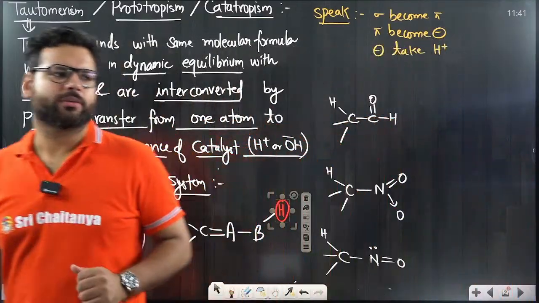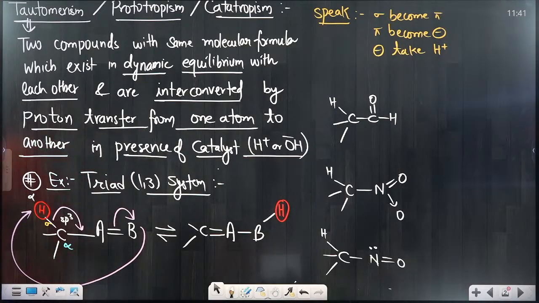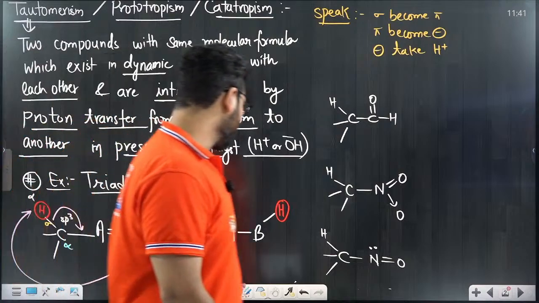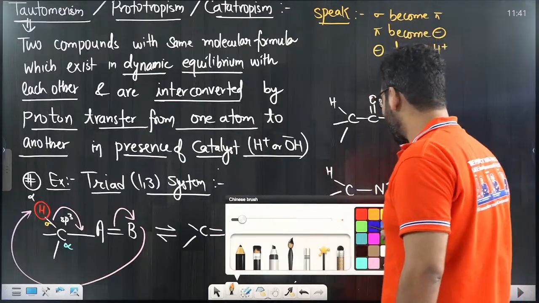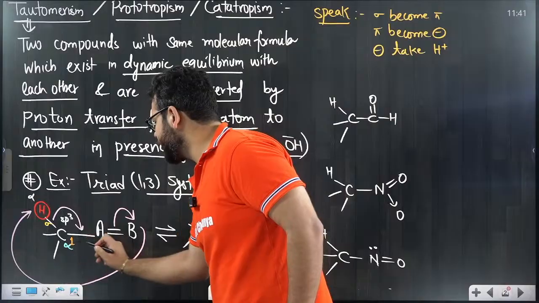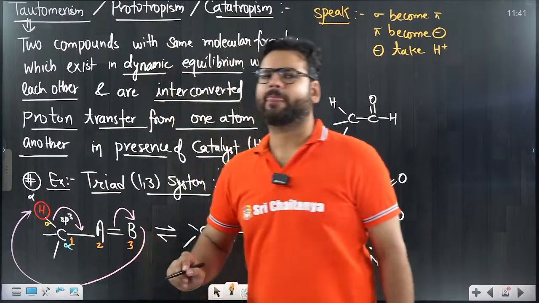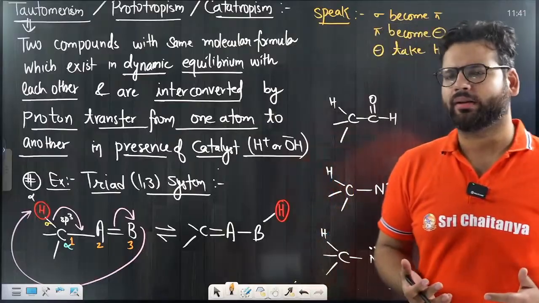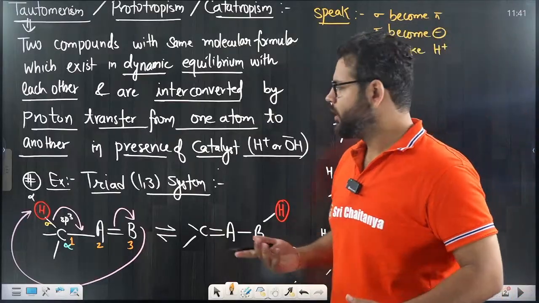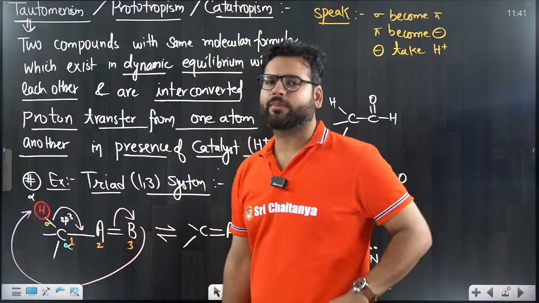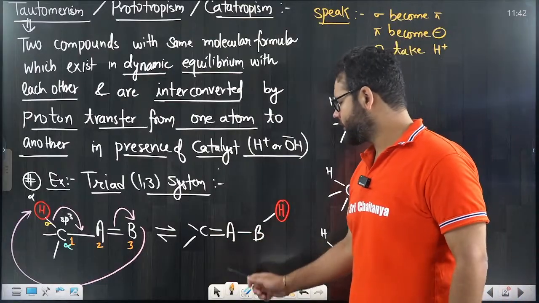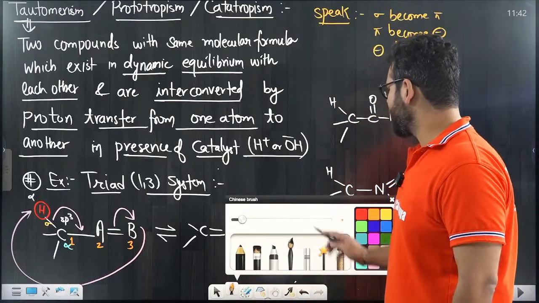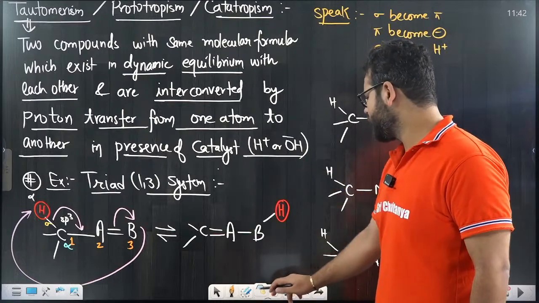These are the two tautomers, where the shifting has happened from carbon to B. If carbon was atom number 1, let's say, respectively, B was atom number 3. That's why we call it a triad shift or 1,3 shifting. Proton has shifted from the first atom to the third atom. Sigma become pi, pi become minus, minus take H plus. Okay, this is how tautomerism is to be done for a triad system. For a pentad system also I'll show you the example.